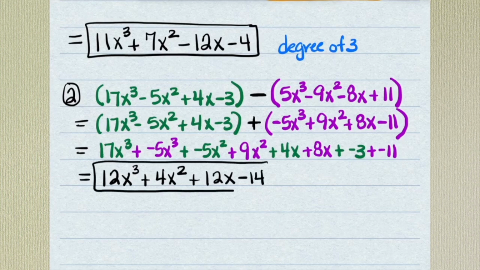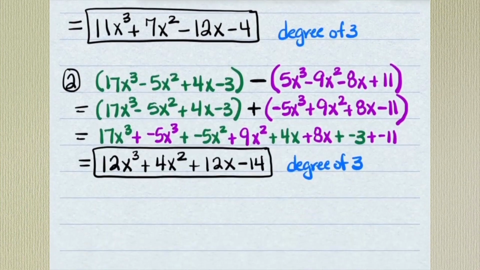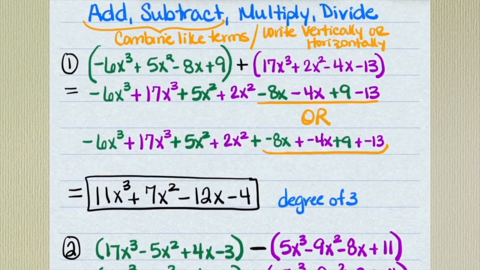Cool beans. And what's the degree of this polynomial? Good. It has a degree of 3 because this is the largest term. Very good. I hope this is making sense. Okay, so that's with addition and subtraction. With addition and subtraction, you're combining like terms. And then you can either leave the minuses out like that, or you can change it to plus and attach the minus right next to the term.